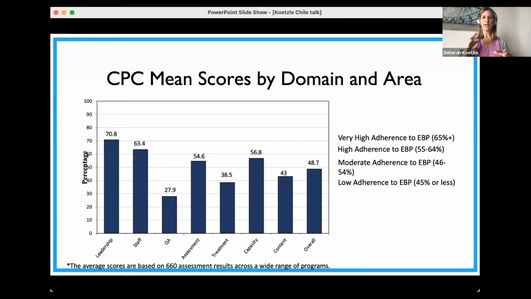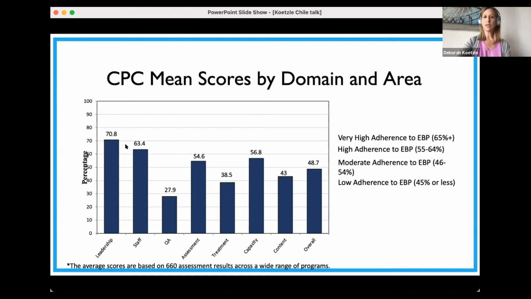And that's because we know that, with all of this research, it's not possible to do everything, right? Life is complicated, and we have judges that want certain things, and there are community factors that impact how we can do things. And so the scale is sort of adjusted to acknowledge that. Nonetheless, we see overall programs score about 49%.